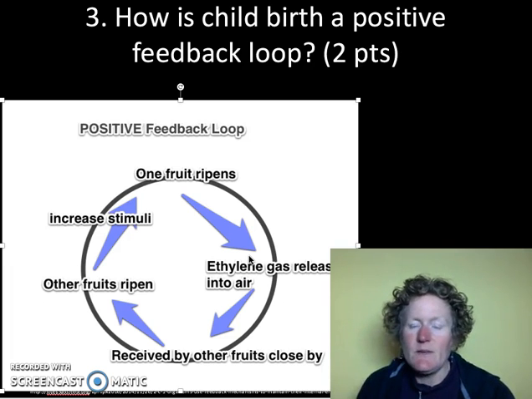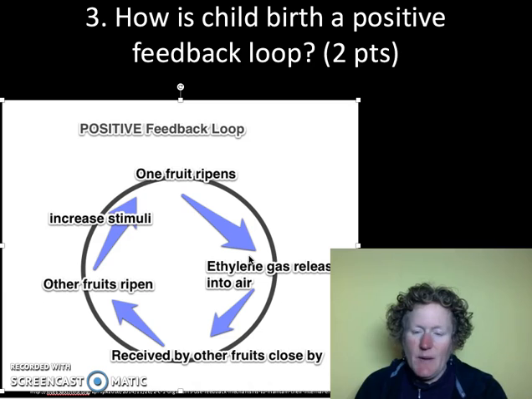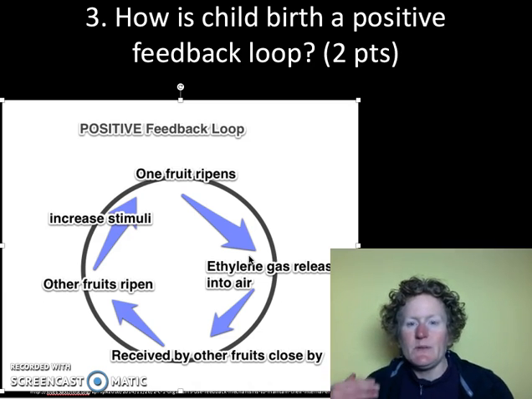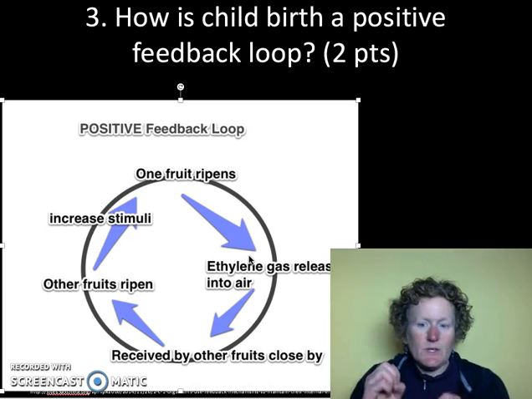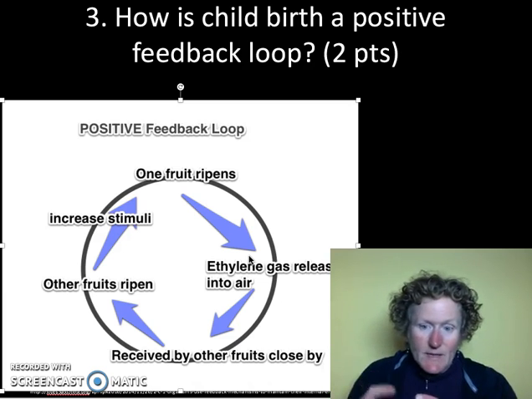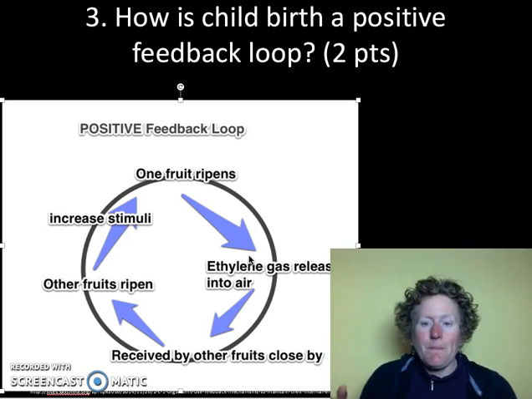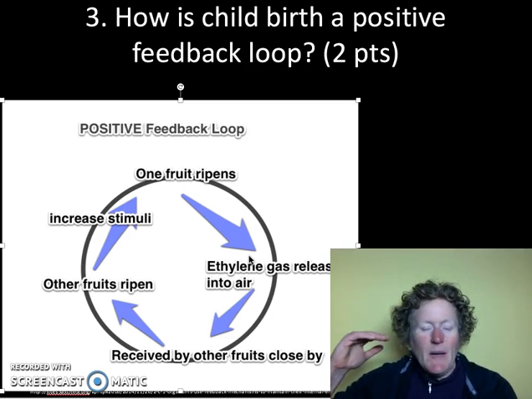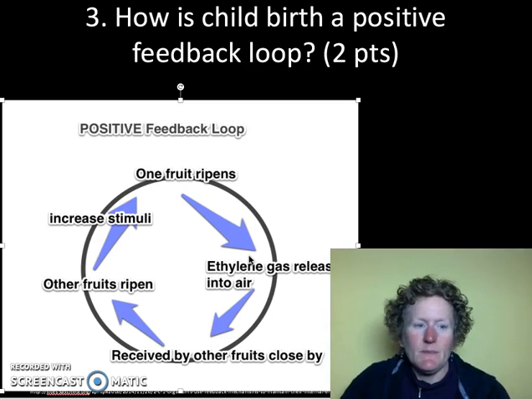In the video, they talked about how childbirth is a positive feedback system. A woman's body produces oxytocin. It makes the uterus contract. And the uterus contracting makes more hormone. And so the response amplifies, of course, until the baby is born.